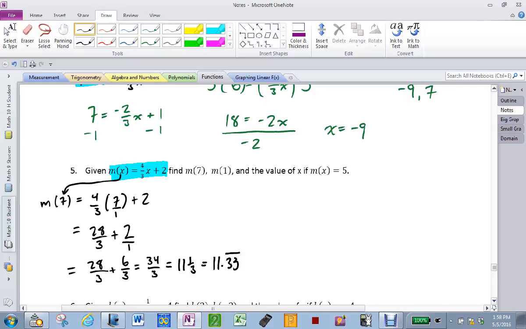The same way we always got 6 over 3, we needed a common denominator. So this 2 over 1 had to be over 3. How did I get from 1 to 3? Times 3. What do I do to the bottom? I got to do to the top. Okay? Good?